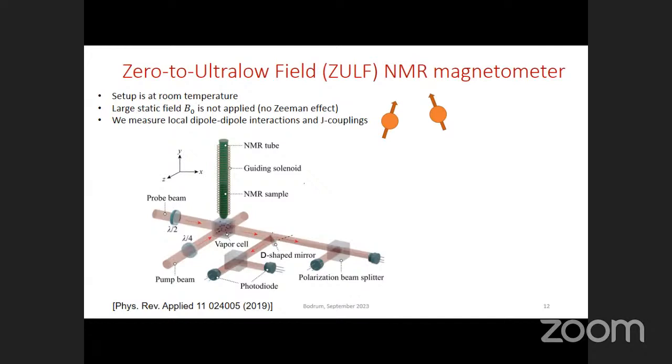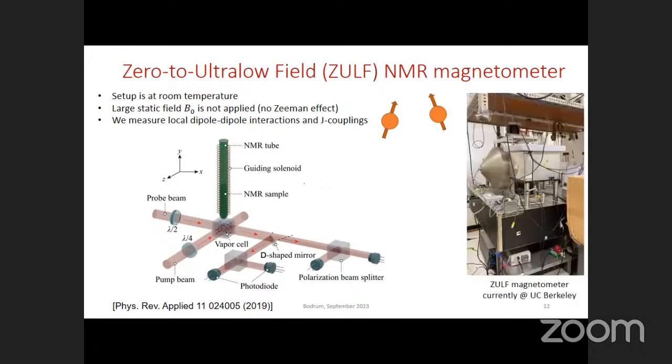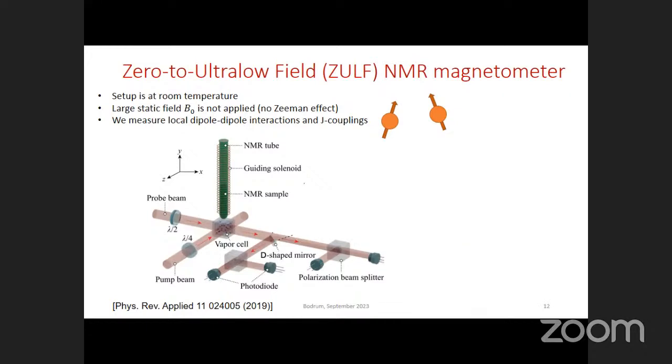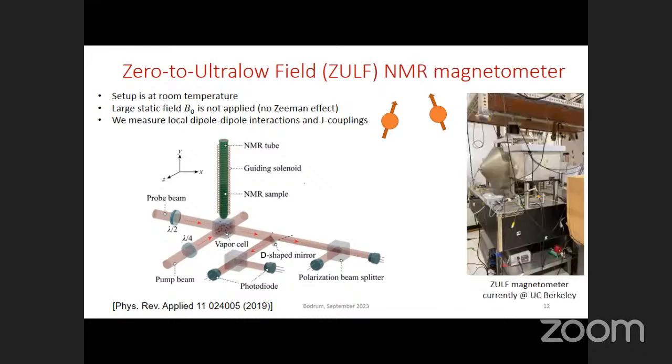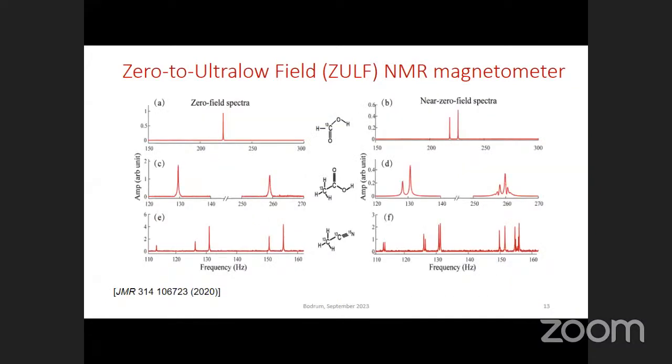So I just showed you a vapor cell, pump beam, probe beam, you remember. Now, if you put some NMR tube that has some liquid of any substance that you want to measure very near to the vapor cell, and you apply some magnetic fields, the spins start precessing, then this precession will be picked up by the vapor cell, and by the probe light that goes through it, so then you will have some measurement. And this is the ZULF magnetometer that is currently at UC Berkeley, but it has been donated to me by my advisor, so I'll carry it wherever I go, which is very good.